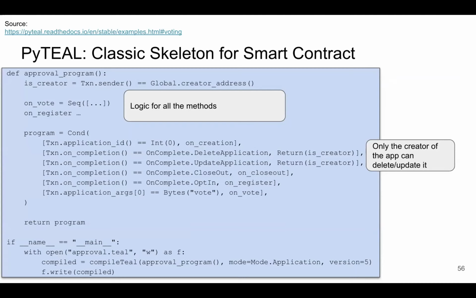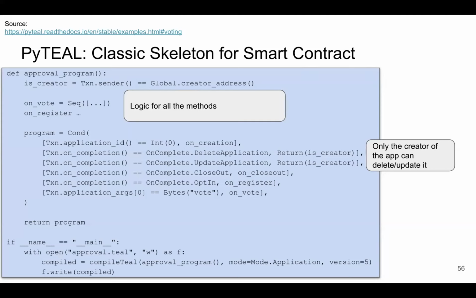So it says if the application ID is 0, this means that we are creating, then I do on creation. If the application on completion is delete application, so this call will at the end of the call delete the application. Here, what I decided to say, return is creator. So only the creator of the application is allowed to destroy the application. If the sender of the transaction is not the creator of the application, then it will return false. This means fail. So that prevents anybody else from modifying.